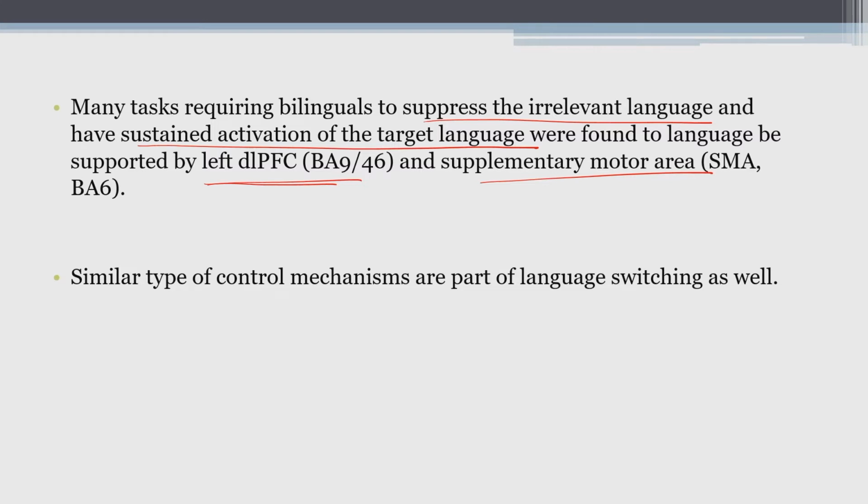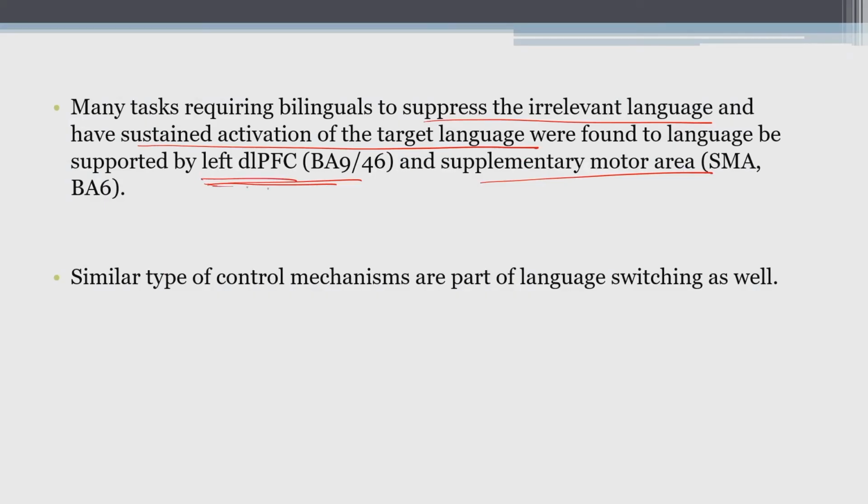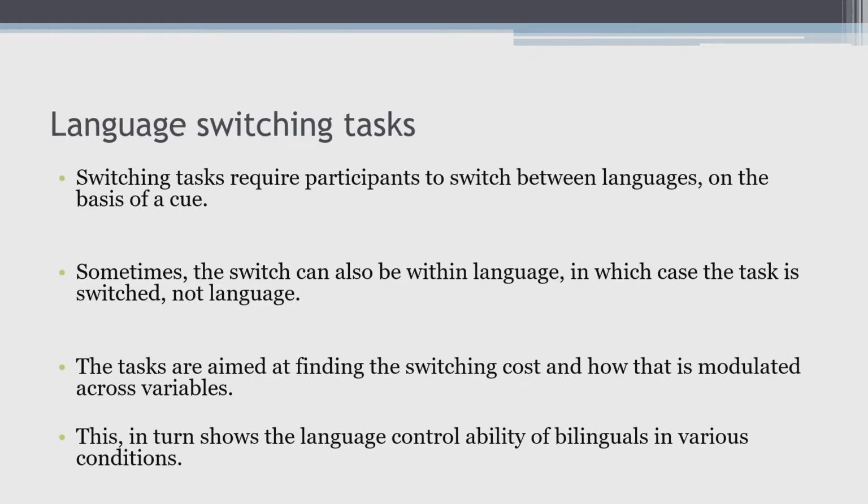So, basically in case of a bilingual, whether it is word processing, sentence processing, or any different kind of processing that requires suppressing the irrelevant language, irrelevant for the task at hand, we see the same kind of activation that we have seen till now, most notably the left DLPFC. Similar control mechanisms are found in language switching as well. Language switching experiments are very fascinating in terms of bilingual language processing.